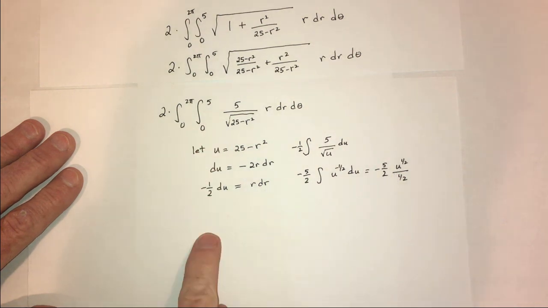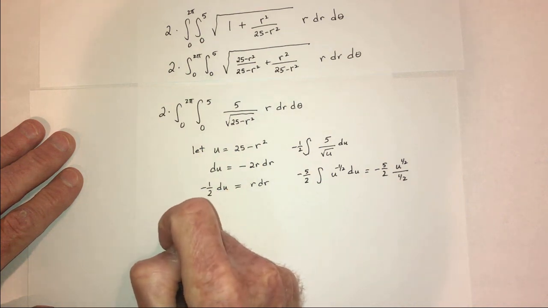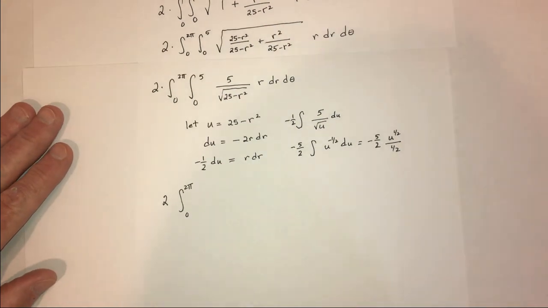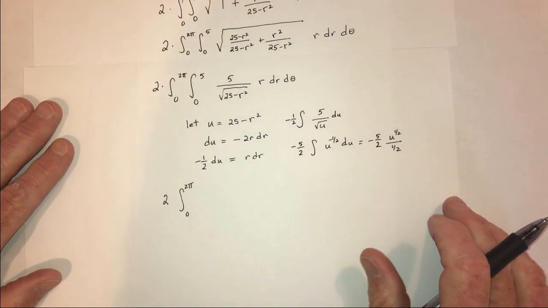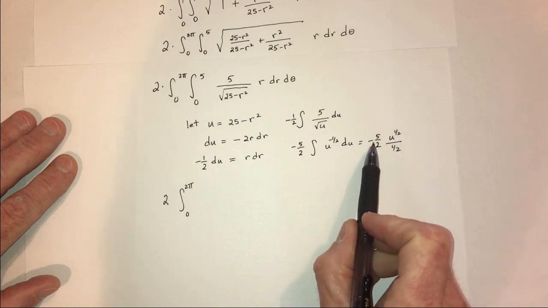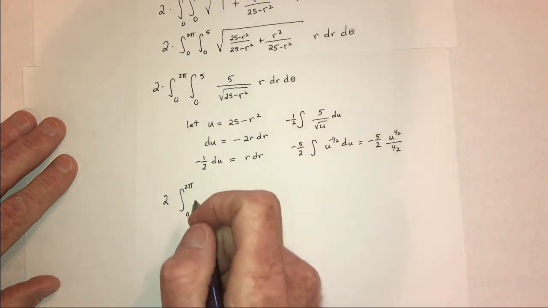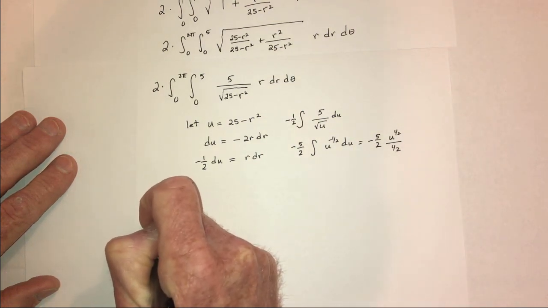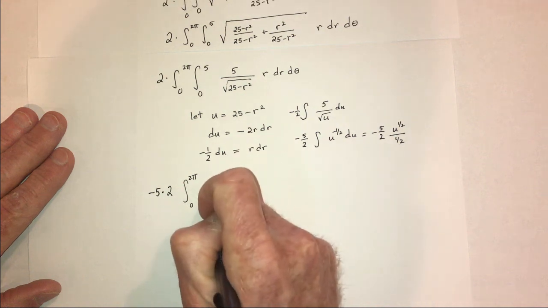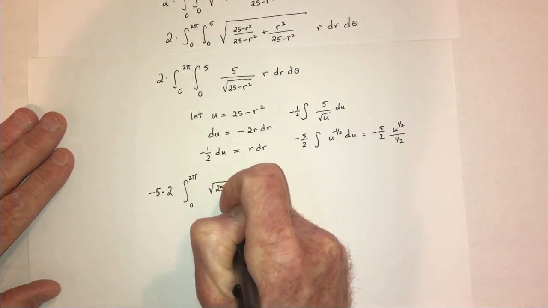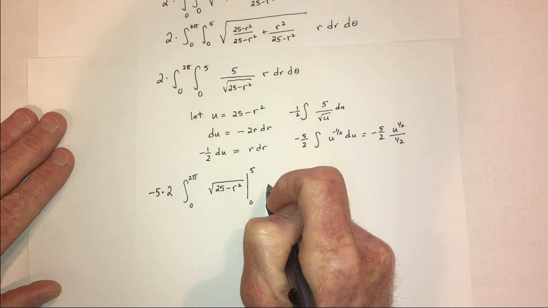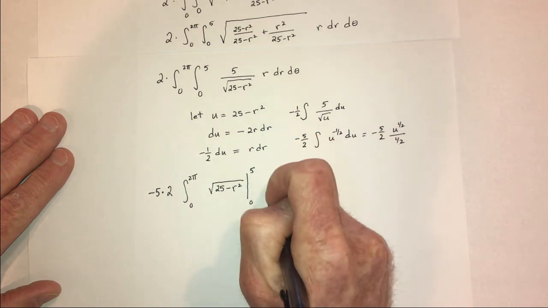So now continuing this down here, the 2 would be on the outside. We're still going to need to integrate from 0 to 2 pi in a moment. And then the 2 and that 2 canceled out, but there's still a negative 5. So I could just move that negative 5 out here. And then this is going to be the square root of u, so that's going to be the square root of 25 minus r squared, being evaluated from 0 to 5. And then the only thing that's missing is d theta.